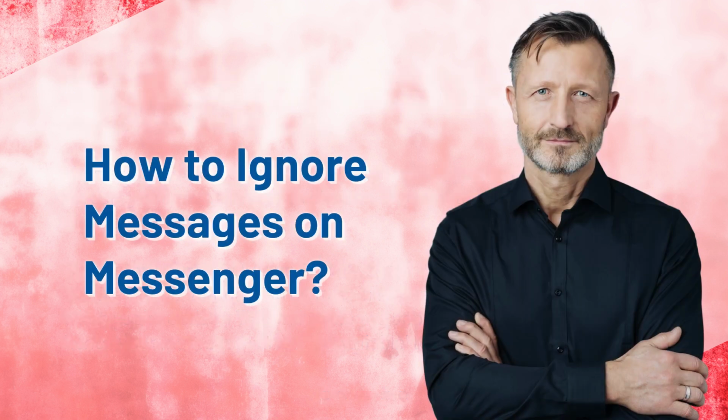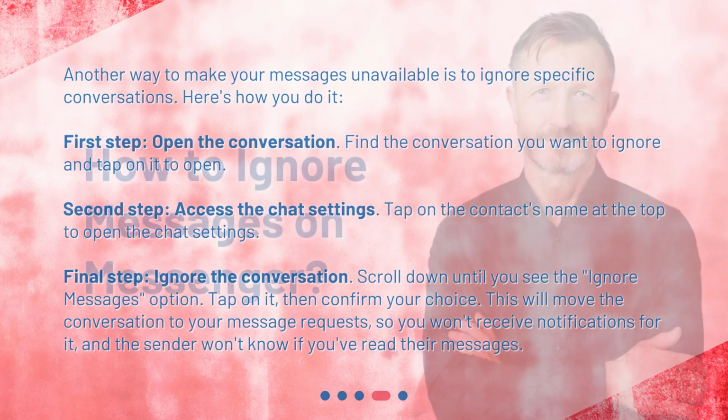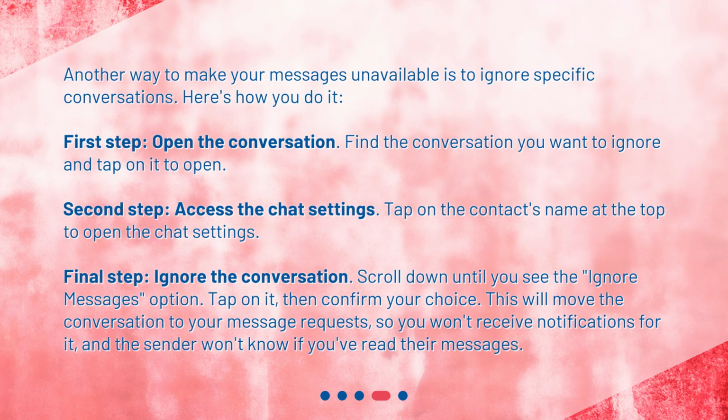How to ignore messages on Messenger? Another way to make your messages unavailable is to ignore specific conversations. Here's how you do it. First step, open the conversation. Find the conversation you want to ignore and tap on it to open. Second step, access the chat settings. Tap on the contact's name at the top to open the chat settings.